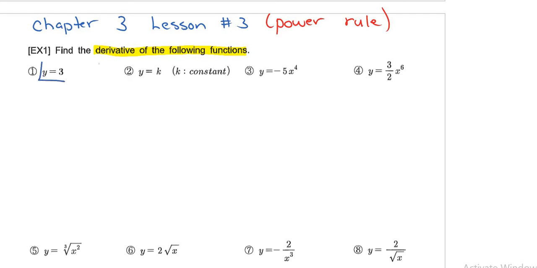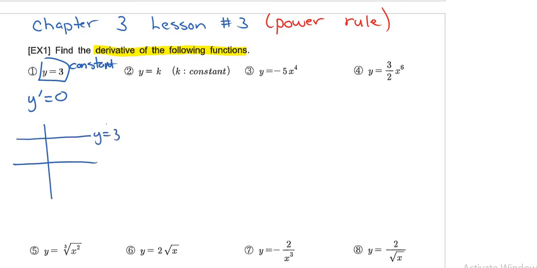So if y equals 3, and if I want to find the derivative, well, since 3 is a constant, the derivative of a constant is simply going to be 0. If you visualize that on a graph, y equals 3 is a horizontal line, and the slope of a horizontal line is 0. So that's your answer. Question number 2, what is the derivative of a constant? Well, the derivative of a constant is always 0, so questions 1 and 2 are very similar.